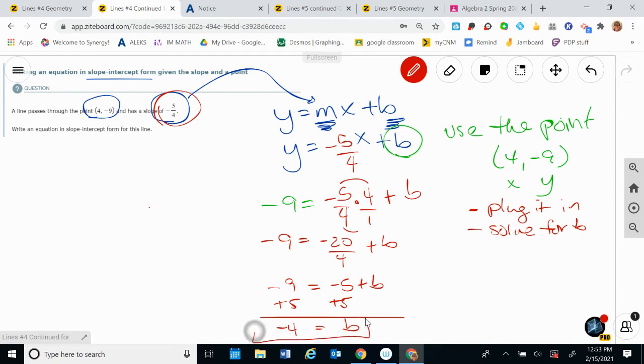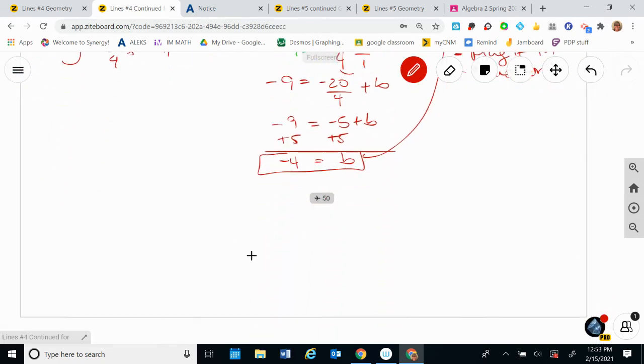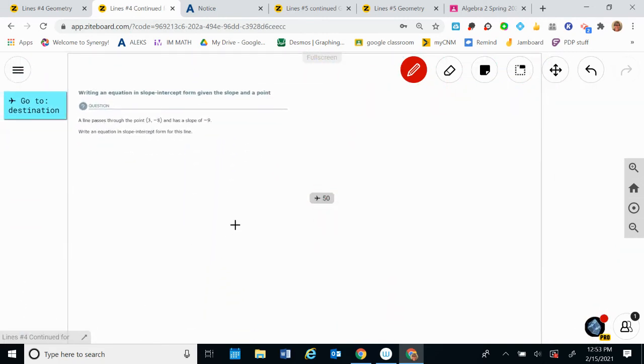See, do you see what I have? I have b. I can now go back and plug it in. So what's the equation of my line? y = -5/4 x - 4. See, I found the b. Try again. Again, if you're ready, plug it in.